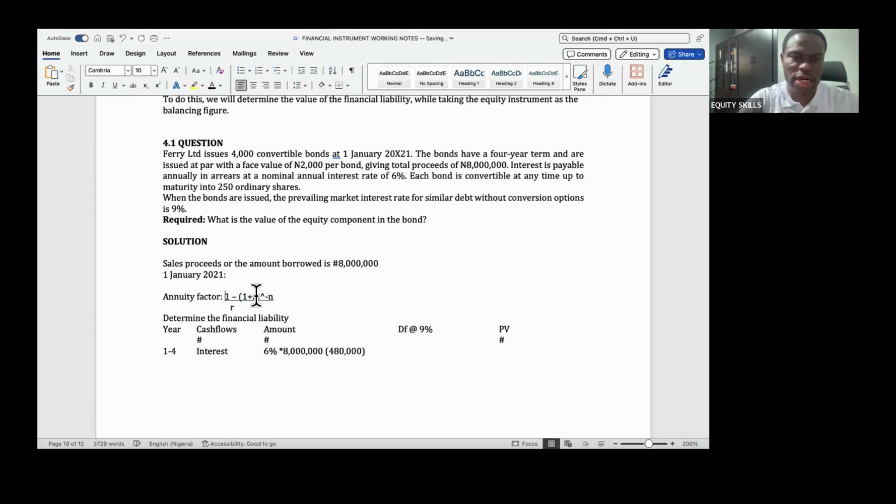Okay, so where R is 9% and N is 4 years. Can you punch your calculator and get me the annuity factor? Okay, so I would do 1.09 raised to power minus 4. Then I will do 1 minus answer. Then I will do that divided by 0.09. Then that will give me 3.24. So that's 3.24.